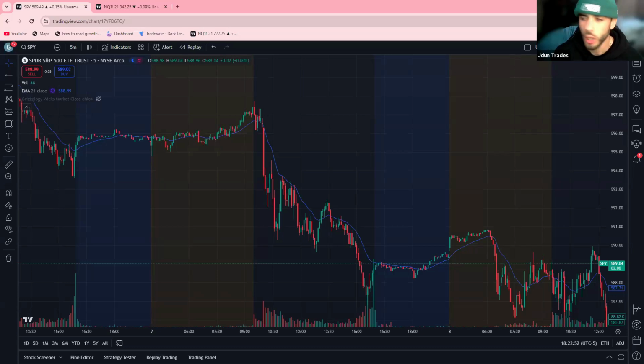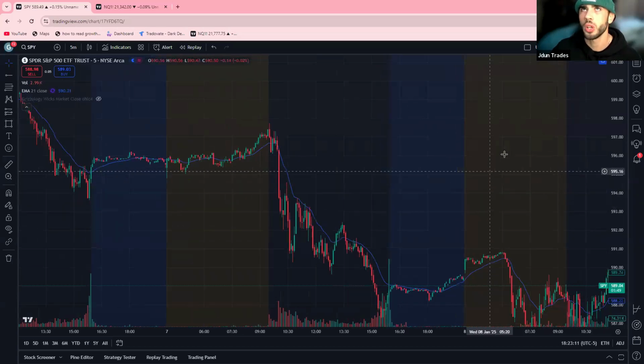So the biggest thing for me within the first month is to take light positions, make sure that I'm building a nice cushion for myself, doing everything right, following my rules, and then we can start to scale up with size later on, once the year starts to get rolling. So let's find this strategy and see what happens here on SPY.